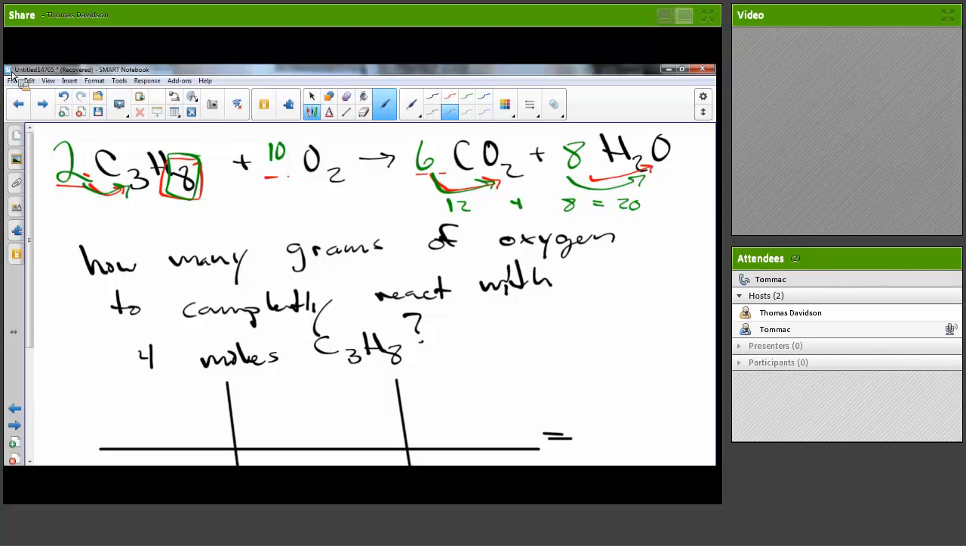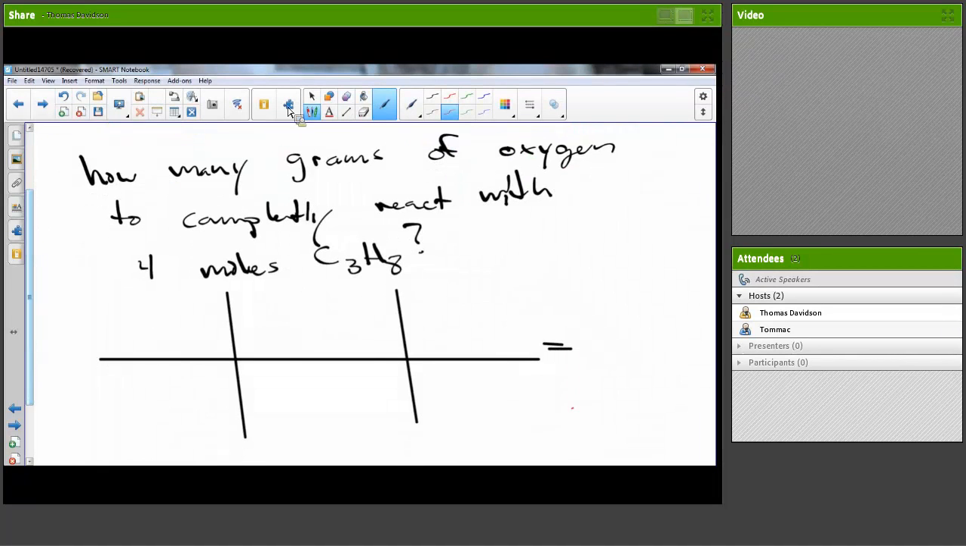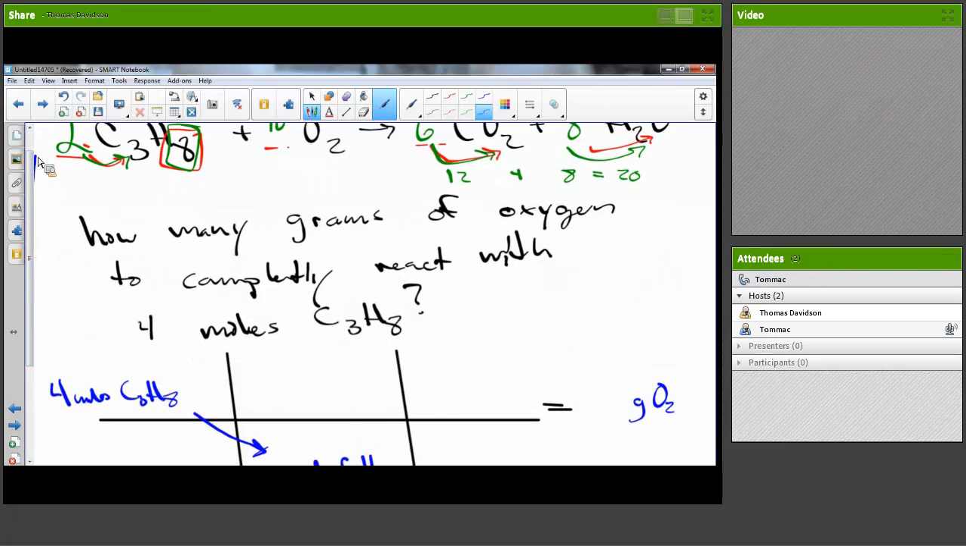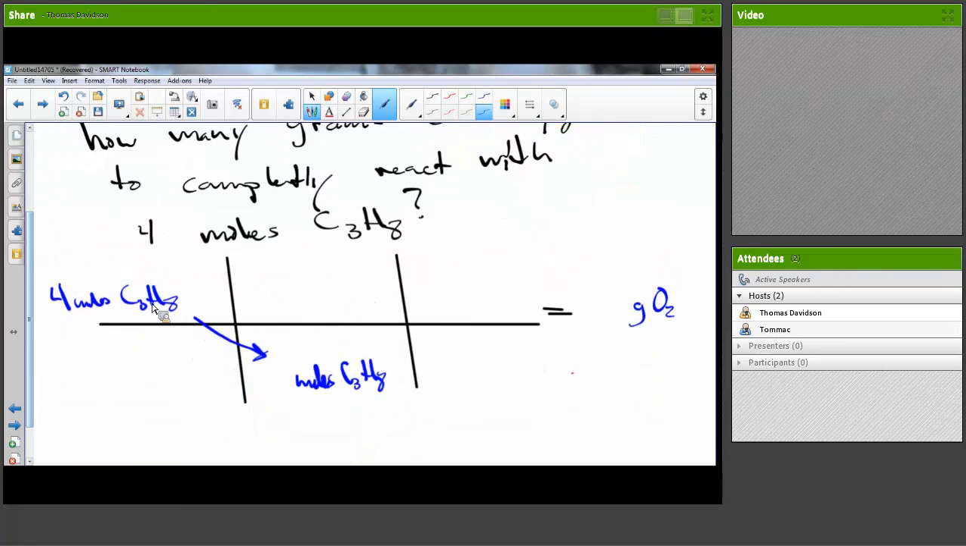So we got it balanced: 2, 10, 6, 8. Now we got to do the math. I'm solving for grams of oxygen. Then I'm starting with 4 moles of C3H8. This unit always goes where? Down. It always goes down. So moles C3H8. What number did I have in front of that? A 2.